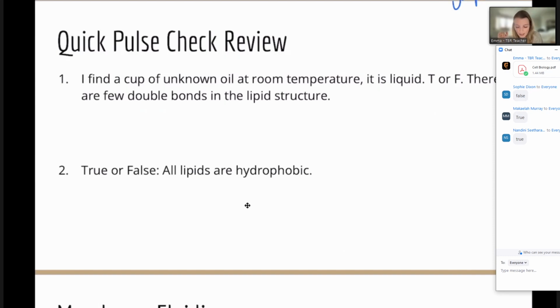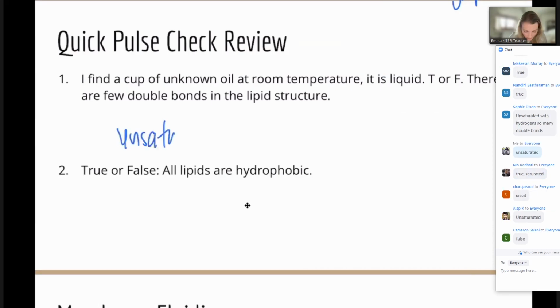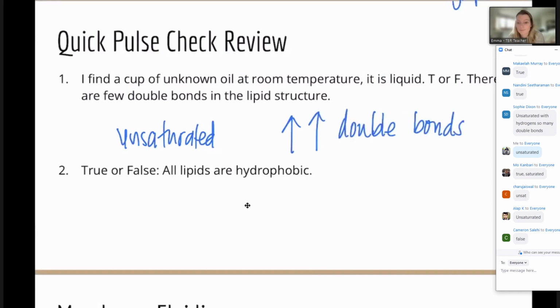Remember that we found it liquid at room temperature. Is it going to be saturated or unsaturated? Yeah, it's going to be unsaturated, because we know that unsaturated fatty acids are going to be liquid at room temperature. So we're looking for unsaturated. And if it's unsaturated, that means there's the presence of double bonds, and there's most likely going to be a lot of double bonds. So the answer here is false.